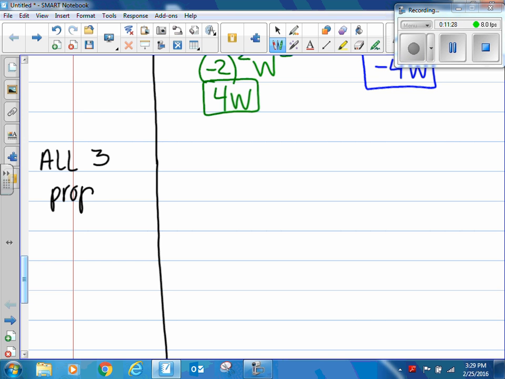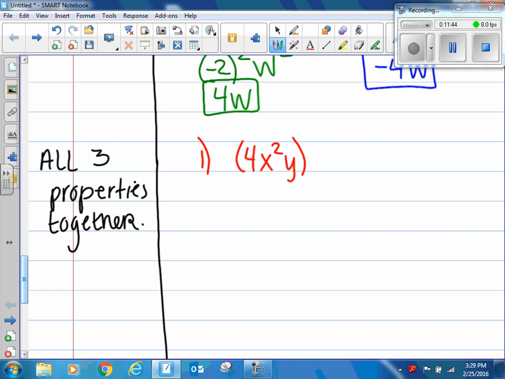We're going to put all 3 of these properties together and look at a few examples with this. Okay, so the first one. I have 4x squared y, and I'm raising that all to the 3rd power, and I'm then going to multiply it times x to the 5th.